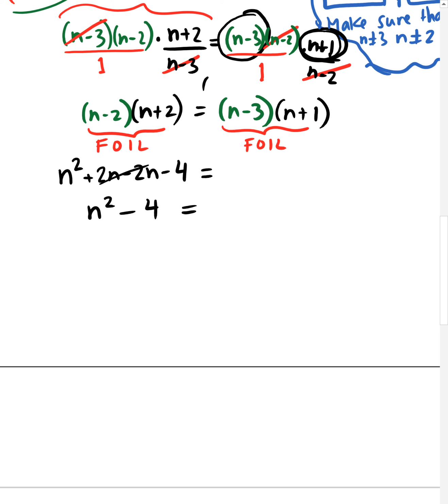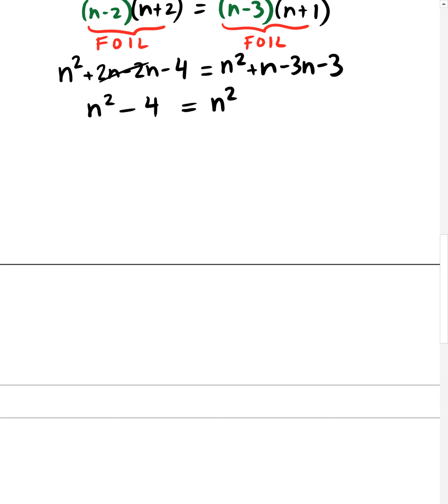Alright, how about on the right side? First times first, n times n is n squared. Outer times outer, n times 1 is just n, or 1n if you want. And then inner times inner, negative 3 times n, negative 3n. The last times the last, negative 3 times 1 is negative 3. There we go. Alright, what are my like terms here? N squared has no like term, but the n and the negative 3n can make negative 2n. And then you got the minus 3.